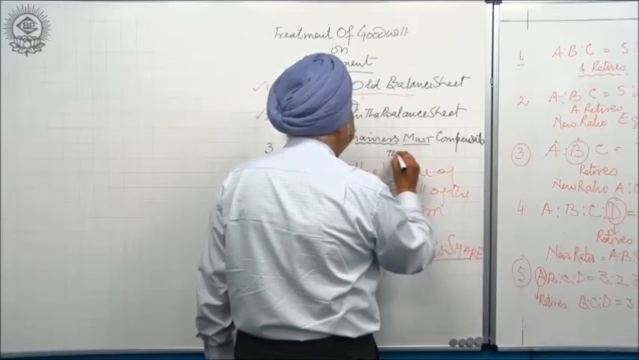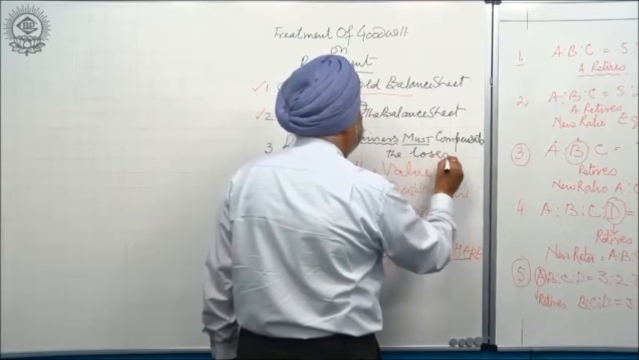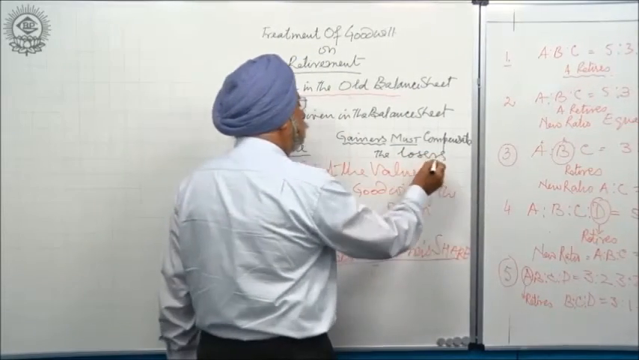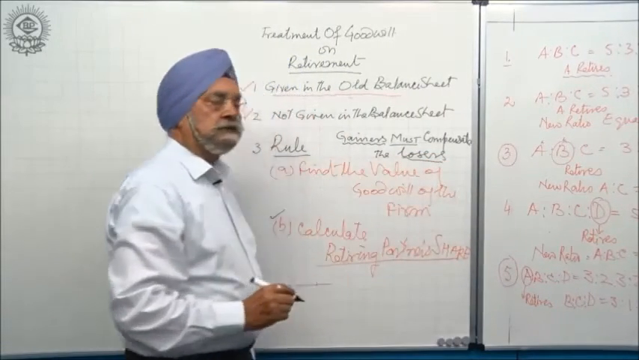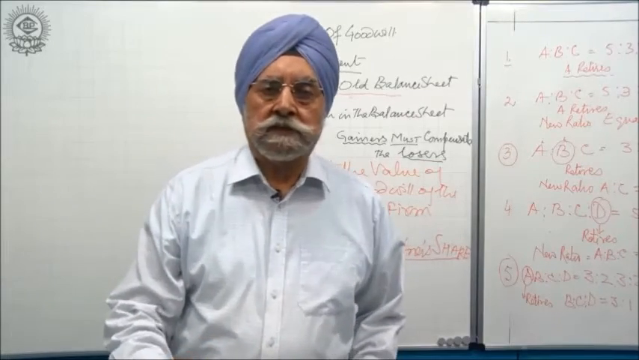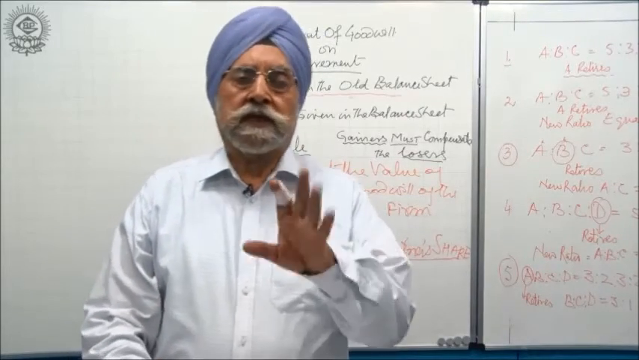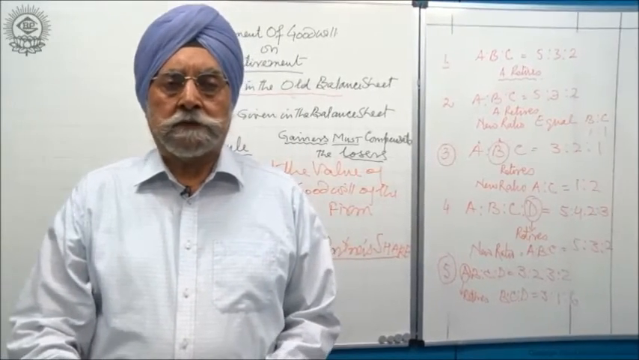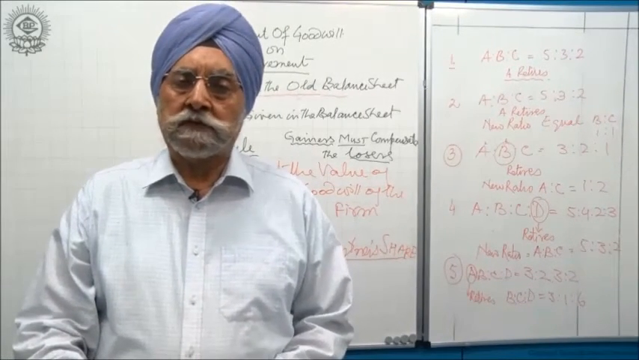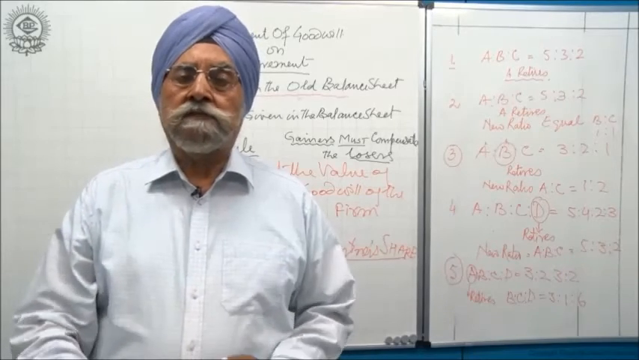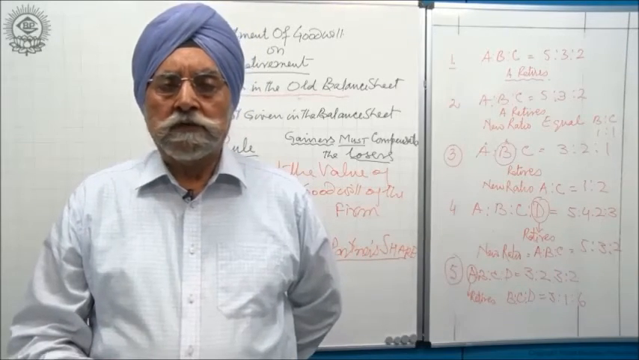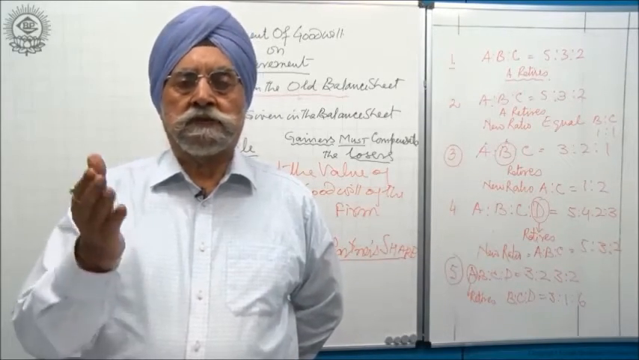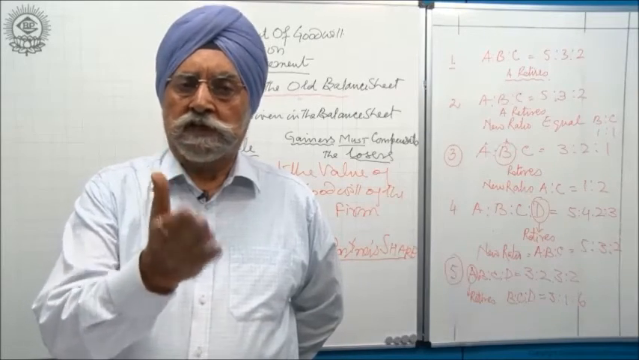Compensate the losers. Those who lose should be compensated by the gainers. Who is the loser? The retiring partner is the loser, and the continuing partners are the gainers. And in which ratio will they compensate? They will compensate in the gaining ratio.